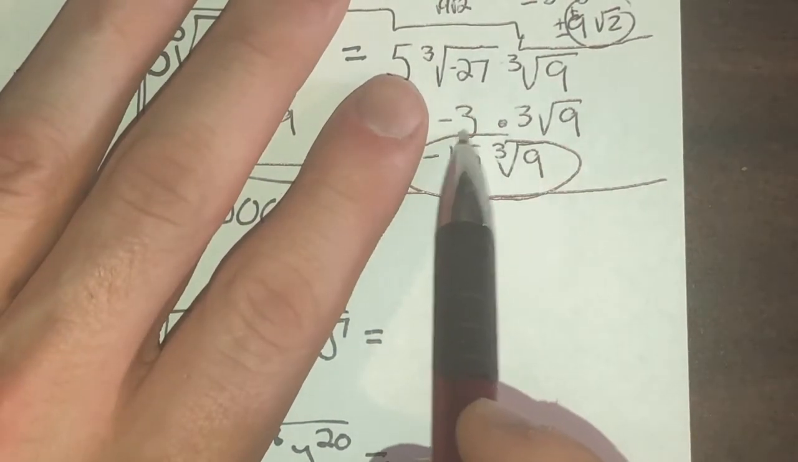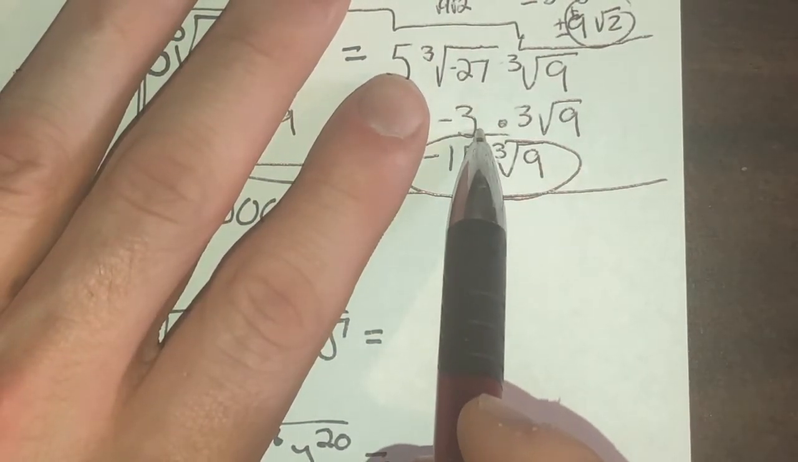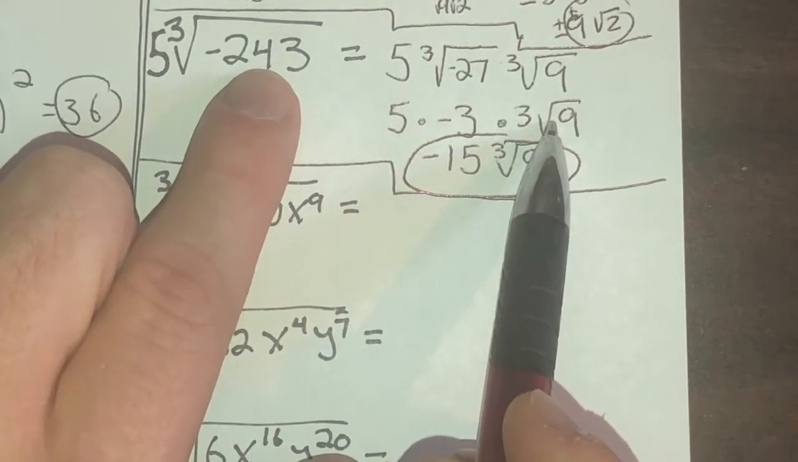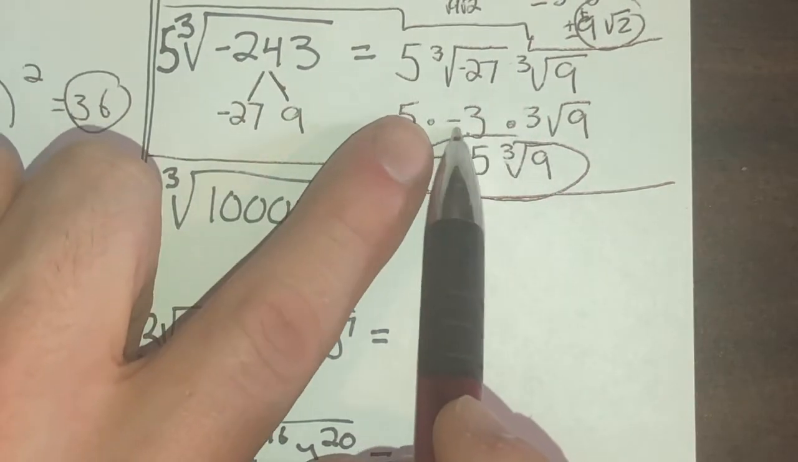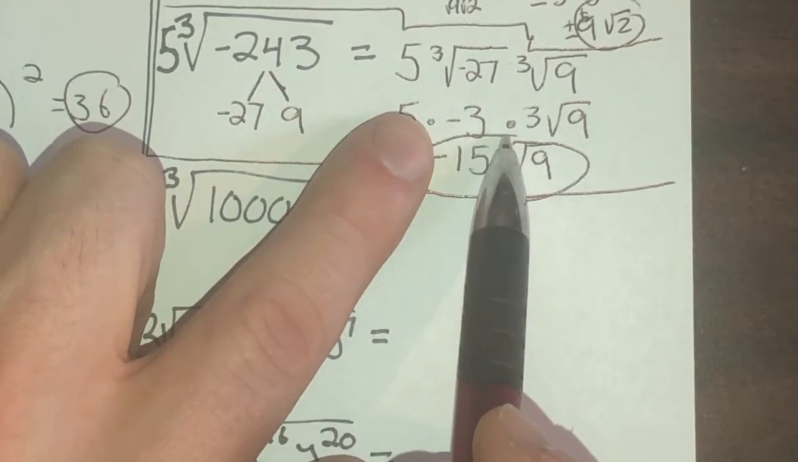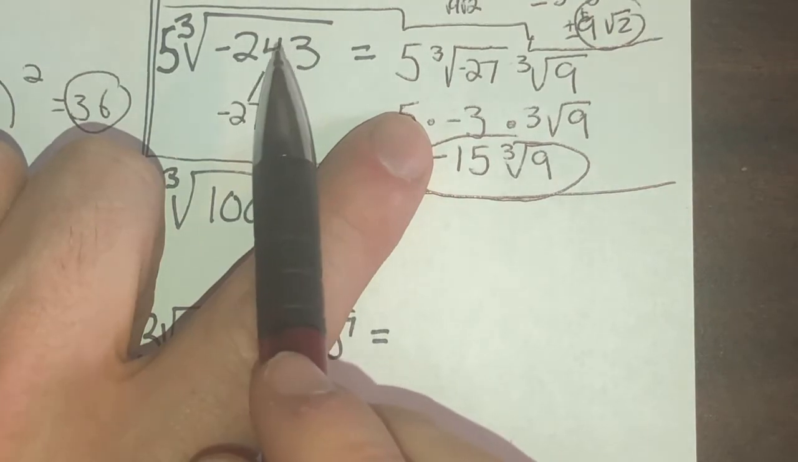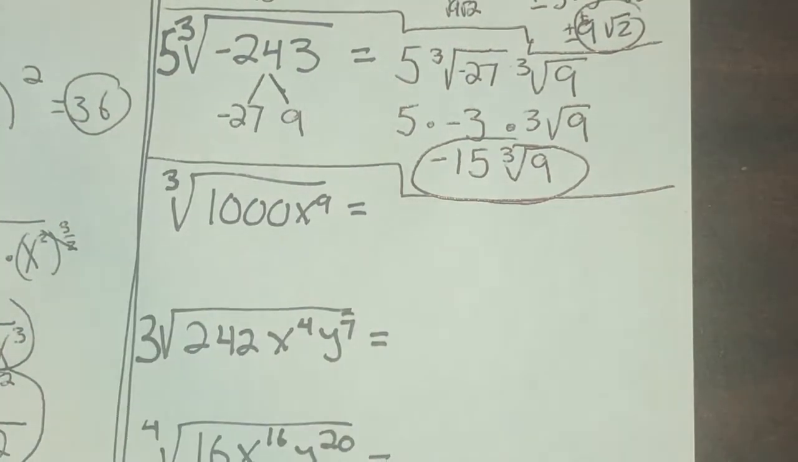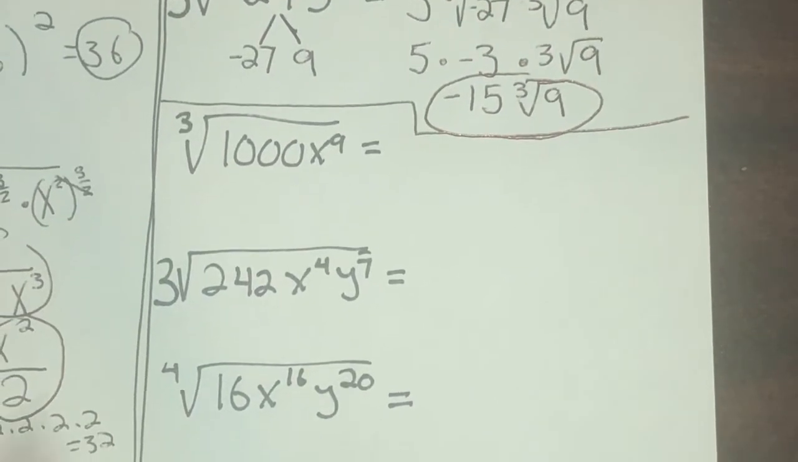Negative 3 times negative 3 times negative 3 is negative 27. Negative 27 times 9, we now know is negative 243. So that establishes why negative 3 times the cube root of 9 is negative 243. And then I multiply it by the 5 that's there. Don't forget to multiply it by the 5 that's outside of there.